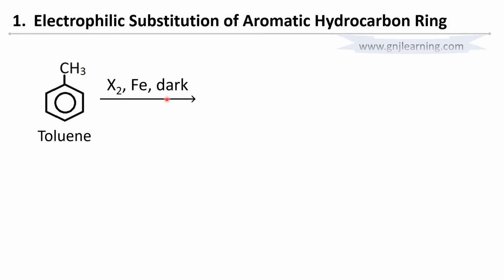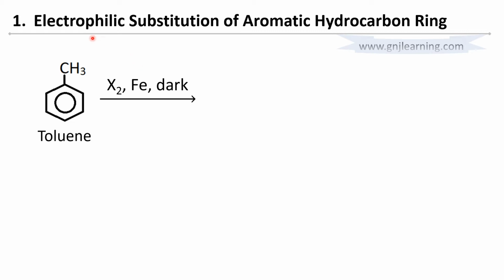Why should I do this in darkness? Otherwise X2 will go for substitution onto the alkyl chain, onto the methyl carbon. It will substitute there. So in order to avoid that, I must have darkness. Also, since a Lewis acid is there, this compound will try to make an addition reaction here. In order to block that, I should have darkness. Clear? So what happens? Let us see.